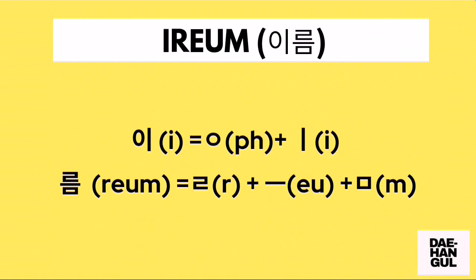How do we write 이름 in Hangul? Let's start with the first syllable, which is 이. To be able to write it, we need to draw first a no-sound iyong or a placeholder iyong, followed by an e character. For the second syllable 름, we need to draw first a real character, followed by an u character, followed by a miyam character. And then we just have to combine this to form the Hangul of the word 이름.